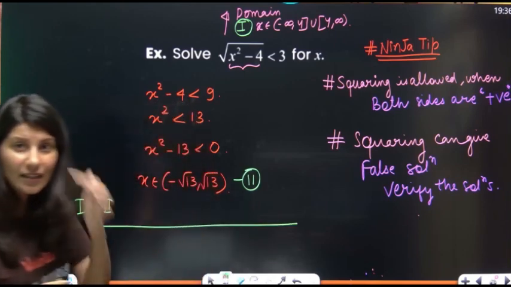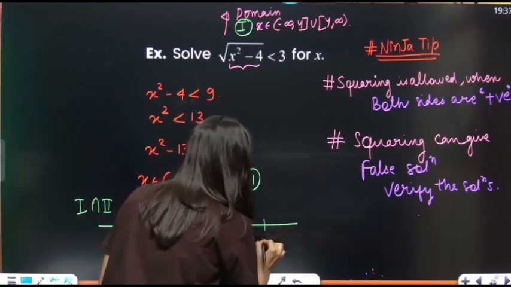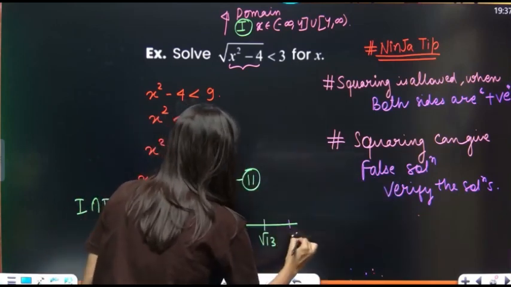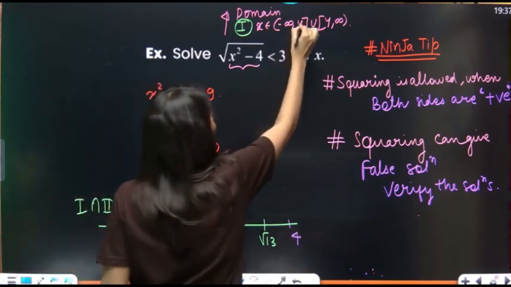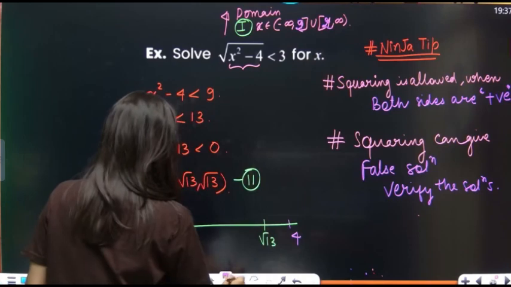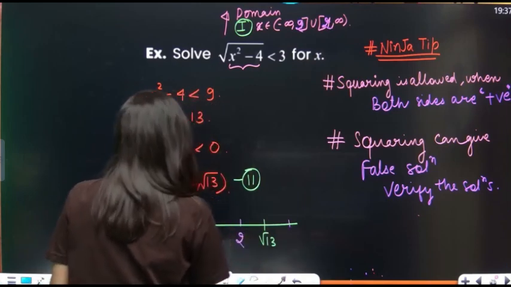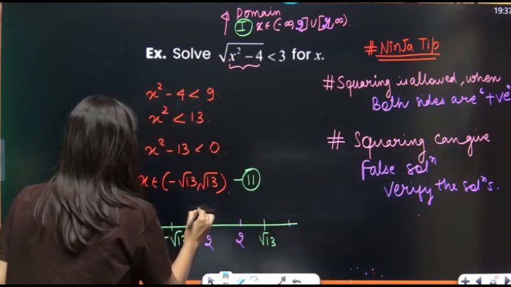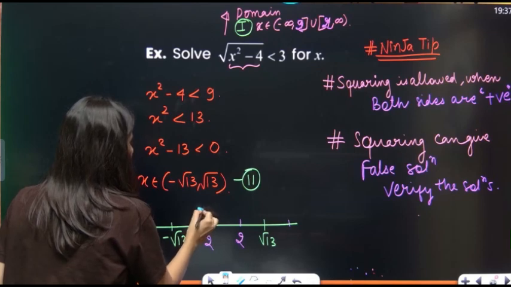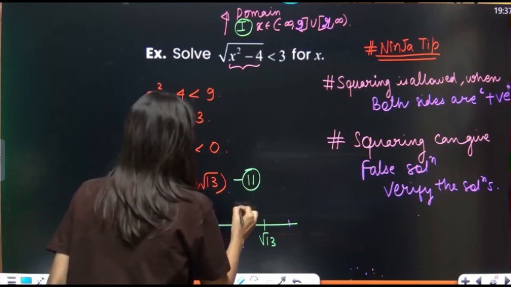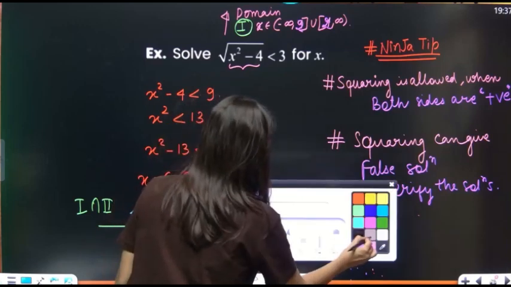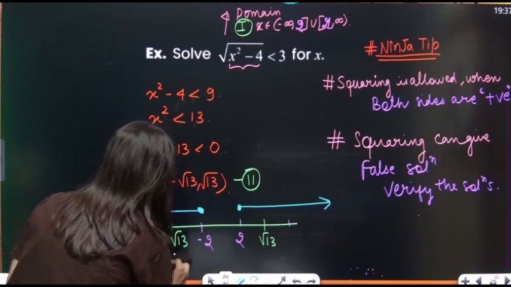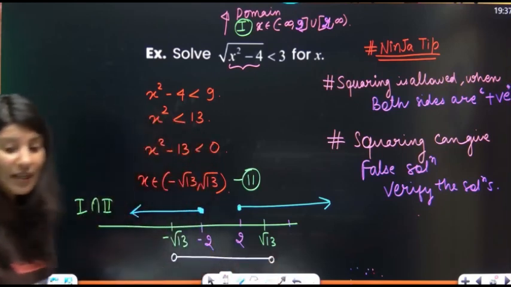Draw a beautiful number line. Root 13 is approximately 3 point something, and this is minus 3 point something. Then we have a 4. Sorry, this is 2, and this is also 2, not 4. So there is this 2 and this is your minus 2. As per this question, minus infinity to minus 2, and minus 2 is included, right? And this is 2 to infinity. The second thing, let me show it to you: this is minus root 13 open to plus root 13.